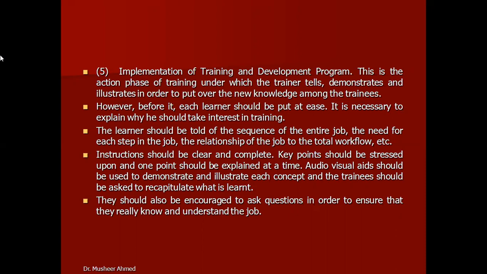Key points should be mentioned one by one, and at the time of explanation only one point should be taken at a time, right? And audio visual aids should be used so that the candidates grasp at a higher degree. The use of audio visual aids will improve the demonstration and illustration of each and every concept, and it will generate a greater degree of learning among the candidates, right?